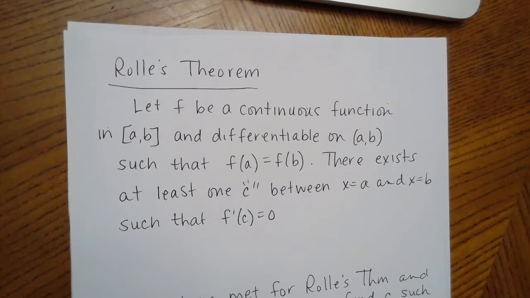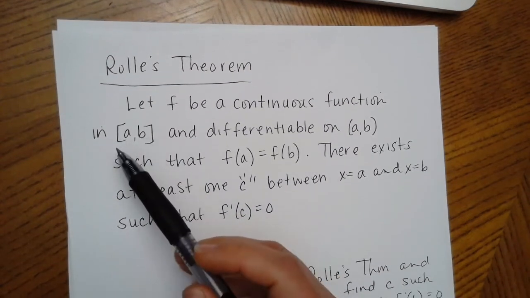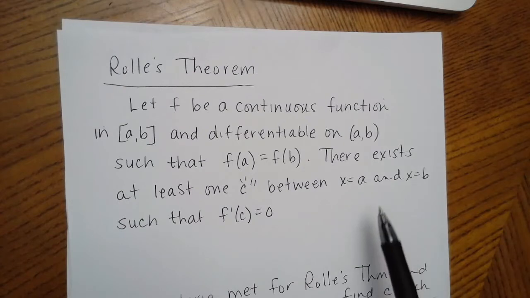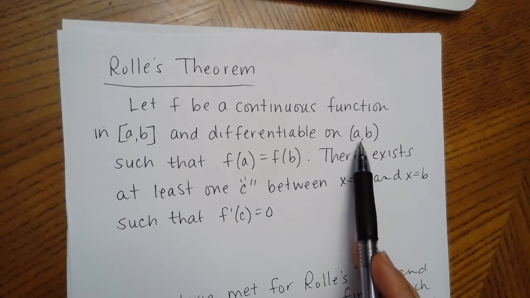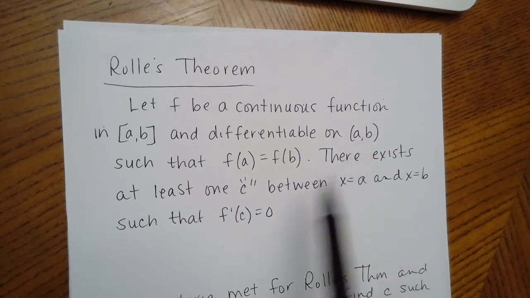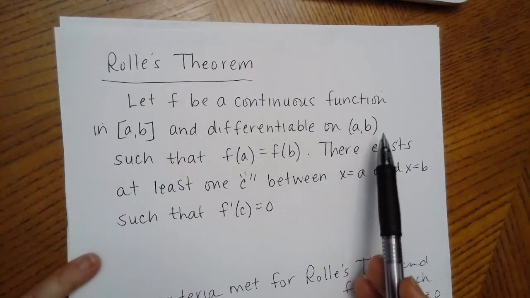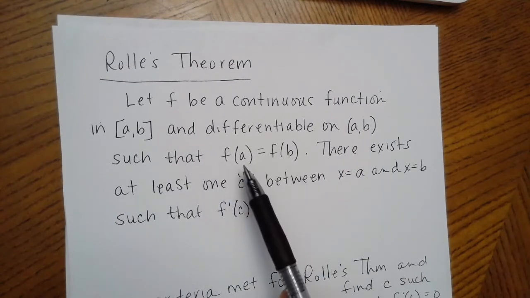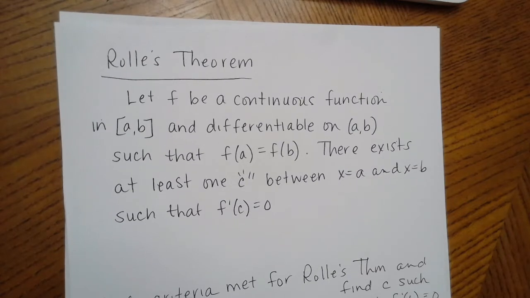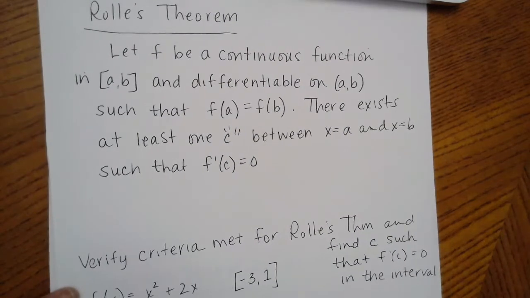So here is our formal definition of Rolle's theorem. We're going to let f be a continuous function on [A, B], meaning the endpoints are included here, and differentiable on the open interval from A to B. So it's okay if it's not differentiable on the endpoints, but it has to be continuous on the endpoints, and differentiable everywhere in between. And we also have y values that match, that f of A equals f of B. Then there is at least one c between x equals A and x equals B, such that f prime of c is equal to 0.